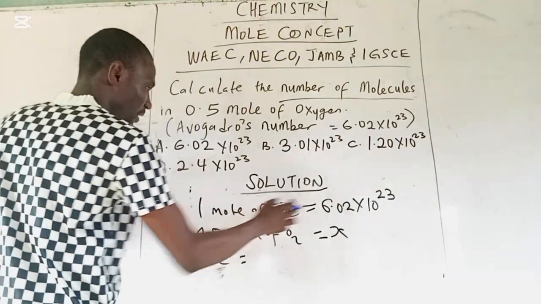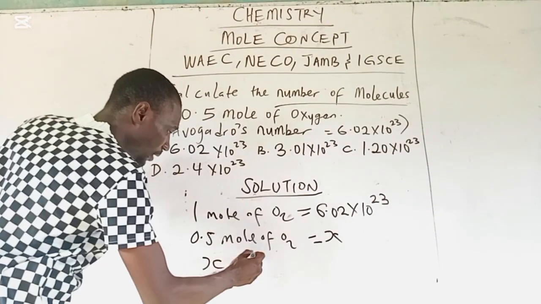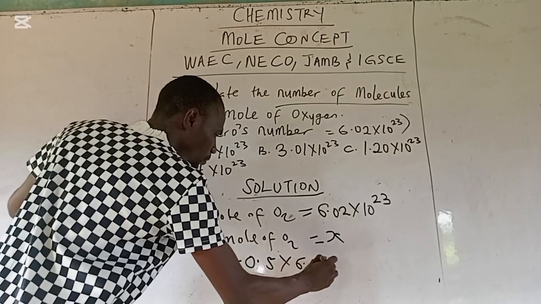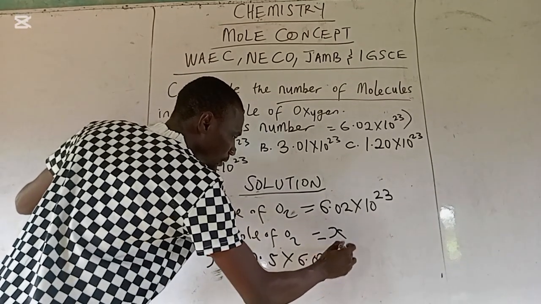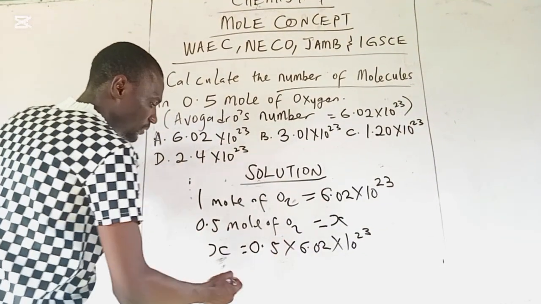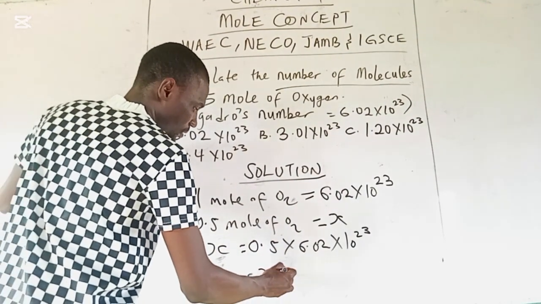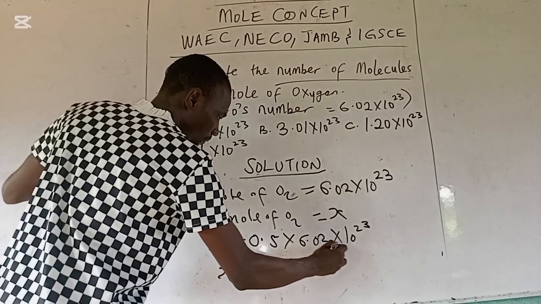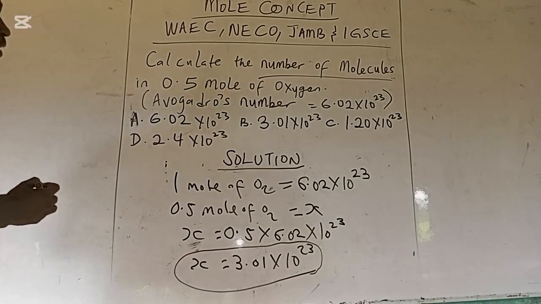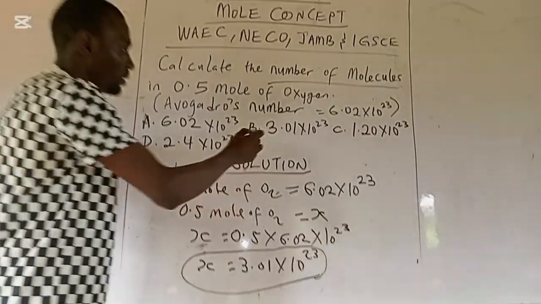and 0.5 times 6.02 times 10^23. Mathematically, 0.5 is the same as half. Just like I said, half of this. When you multiply it, you have 3.01 times 10^23. So these are our answers. The number of molecules in 0.5 mole of oxygen is option B.